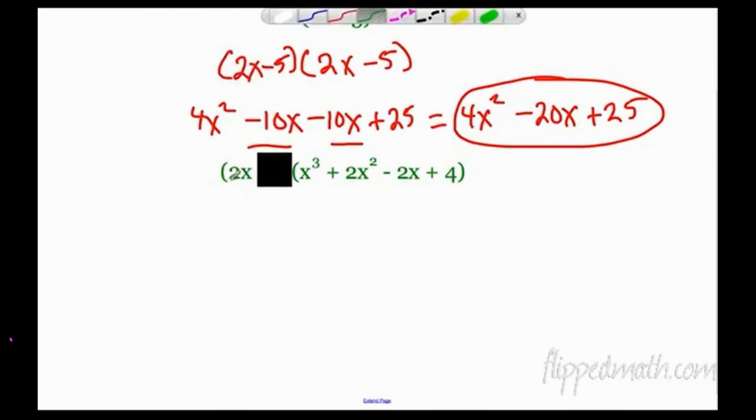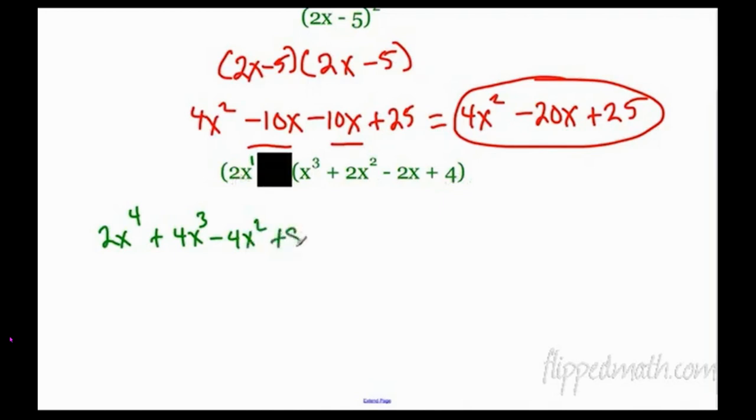2x times x to the third is 2x to the fourth. Remember, that's a 1. 2x times 2x squared is 4x to the third. 2x times negative 2x, that is negative 4x squared. 2x times 4, that is 8x. All right, done with the first one. Now we need to distribute the second one. We're distributing a negative 4. All right, here we go.